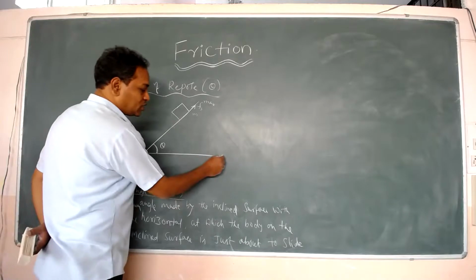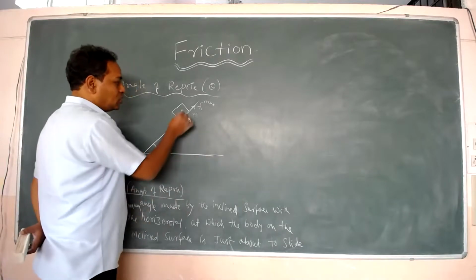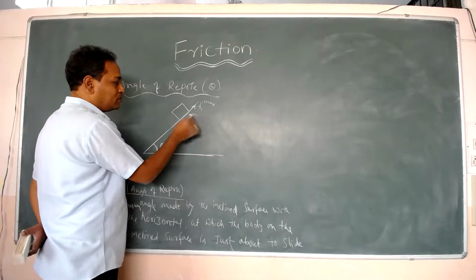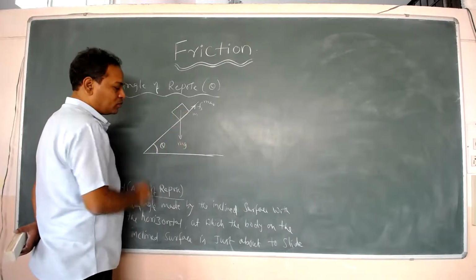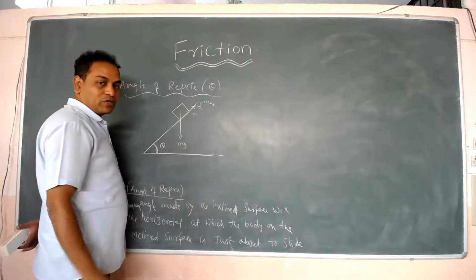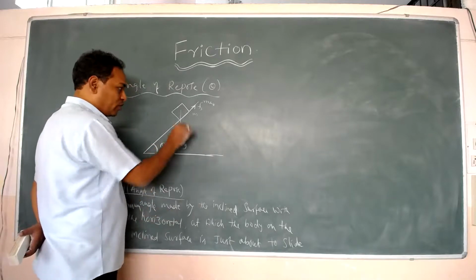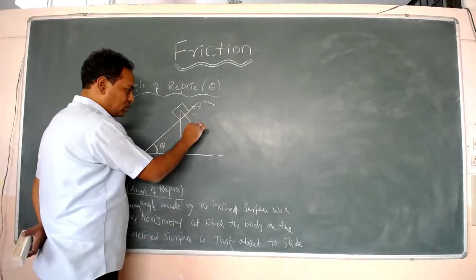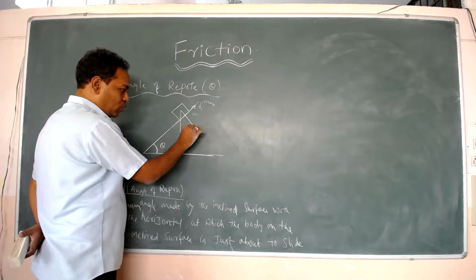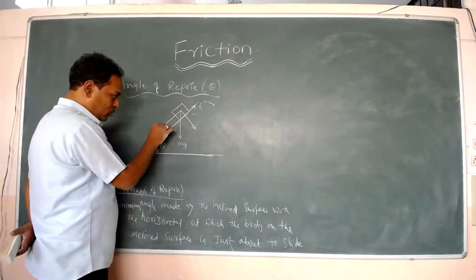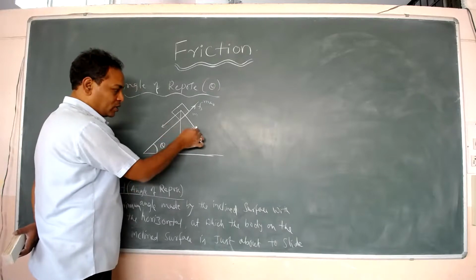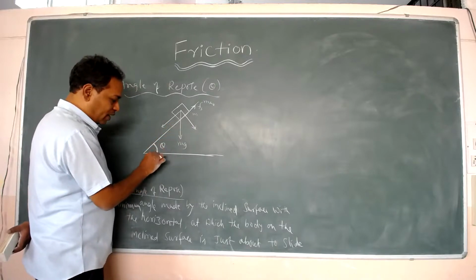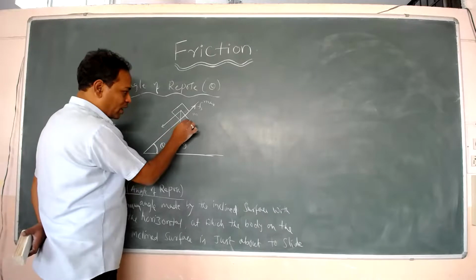So let us see here some concept. Suppose this is a body of mass m. So its weight is acting in downward direction, say that is mg. Now this mg can be split up into two rectangular components, such that from the geometry, if this is angle theta, this is also angle theta.